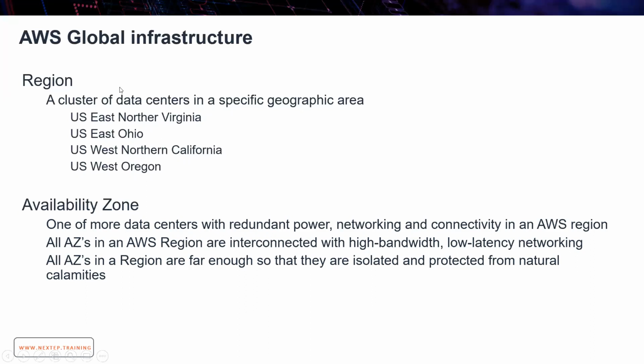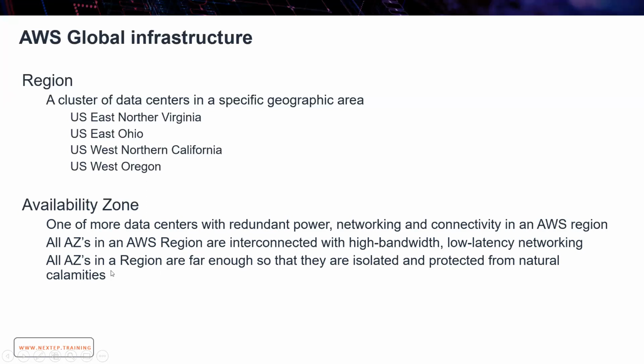So an AZ is within a region. An AZ is a data center within a region. An availability zone is one or more data centers with redundant power, one or more, but we don't care about how many underneath it. For us, we treat them as one. So with redundant power, networking and connectivity within an AWS region. All AZs in an AWS region are interconnected with high bandwidth, low latency networking. So there are five availability zones in Northern Virginia, 3 availability zones in Ohio. Those are all interconnected using high bandwidth and low latency networking, but they are separated enough. All AZs in a region are far enough so that they are isolated and protected from natural calamities.